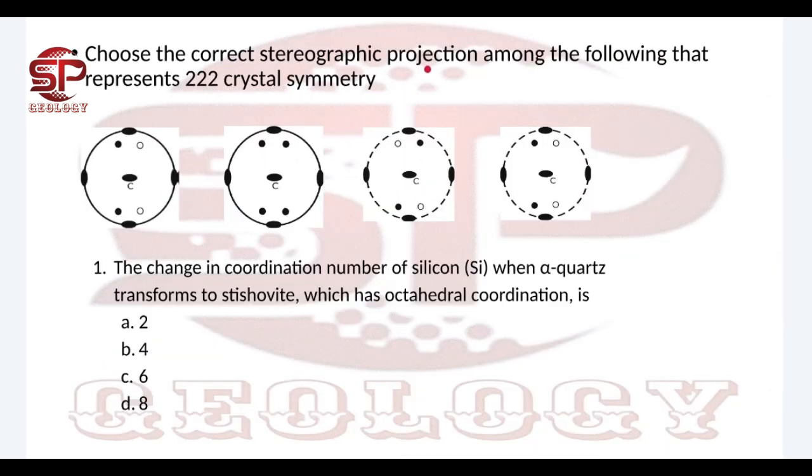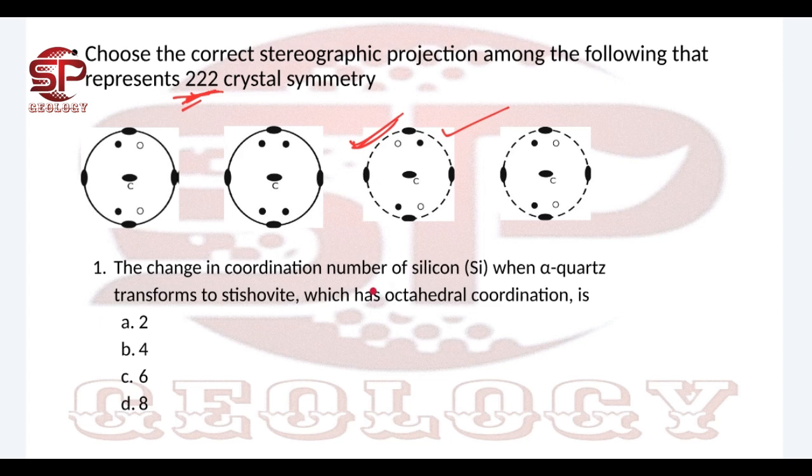Then choose the correct stereographic projection among the following that represents 2 2 2. That is rhombic disphenoidal. So this is the correct expression of rhombic disphenoidal. There is no mirror plane here. There are only 3 two-fold axes. So the answer will be this one.